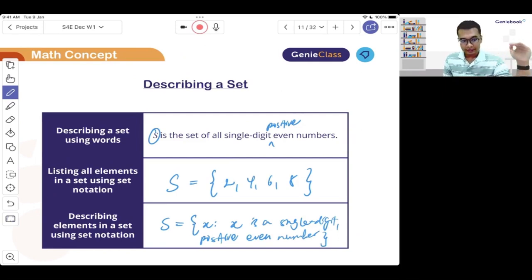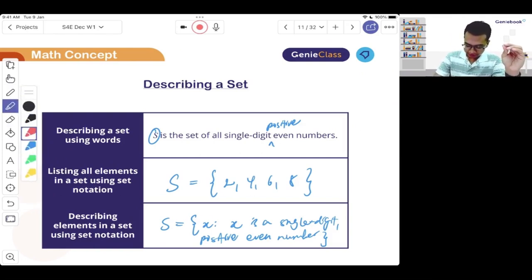From there, the second row is just listing out the elements of this set: 2, 4, 6, and 8. And last but not least, we can also use set notation to describe the elements of a set. How I read this is basically saying S is the set where, sorry, x is an element of the set S. You read this by starting here: x is an element of the set S where it is a single digit positive even number.